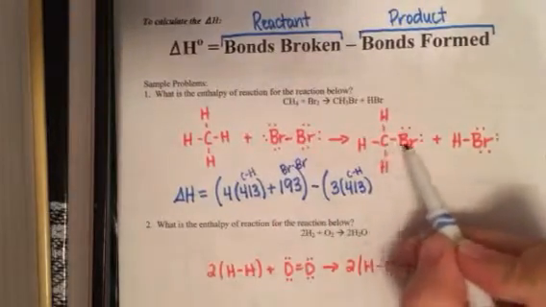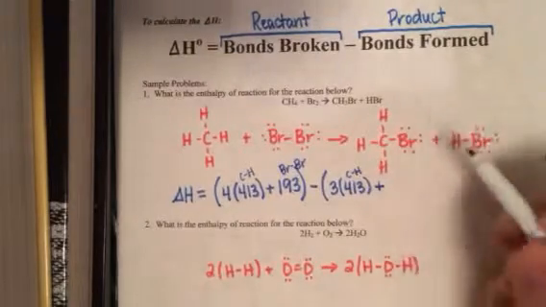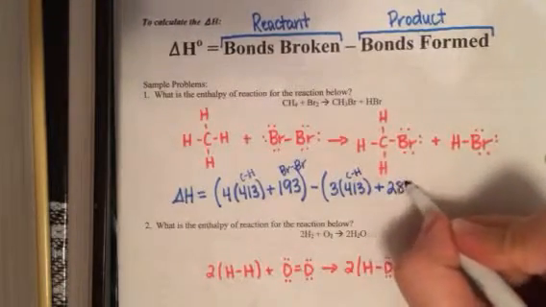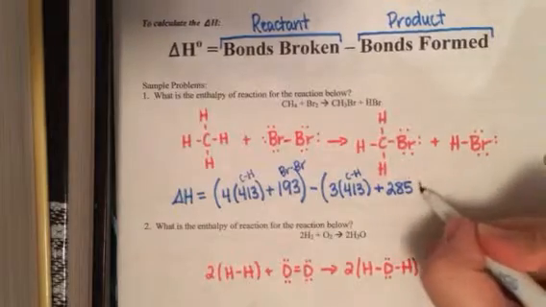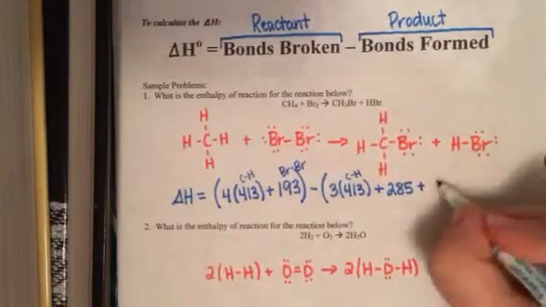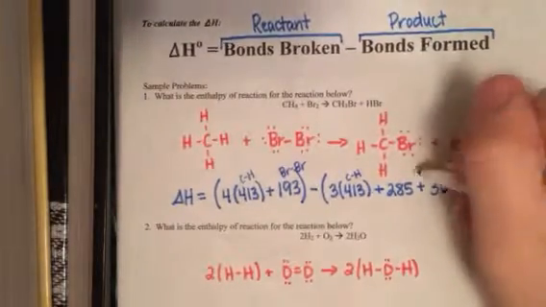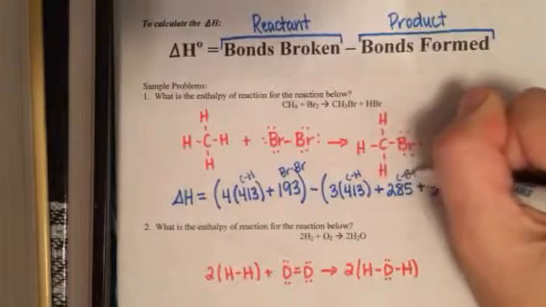Okay, and we also have a carbon-bromine single bond, so we'll look that value up on the front. Carbon-bromine single bond is 285. And then we also have a hydrogen-bromine single bond here. We look that up on the front, and it is 366. So I close parenthesis that. So this one was the carbon-bromine.